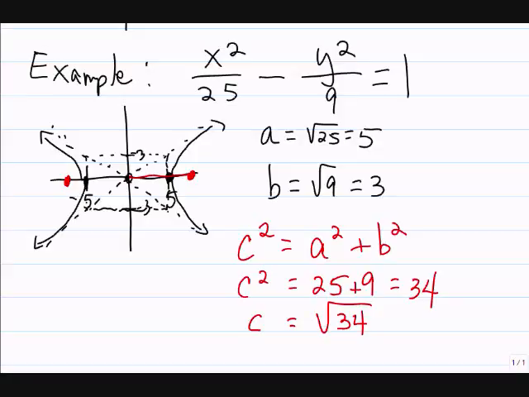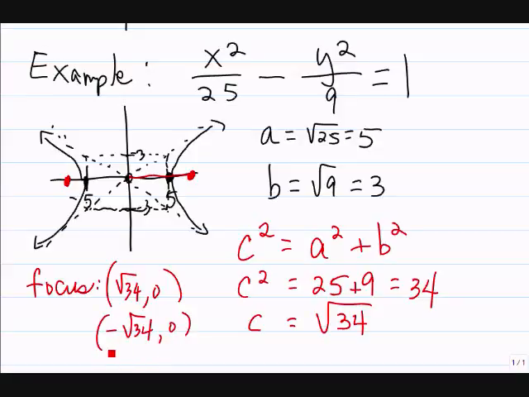Now that's the distance from the center to the focus, but now I need this actual point. Well, it's on the x-axis, and it's the square root of 34 from 0, so the focus point is square root of 34, comma 0. And the other focus is on the other side of the center, negative square root of 34, comma 0.